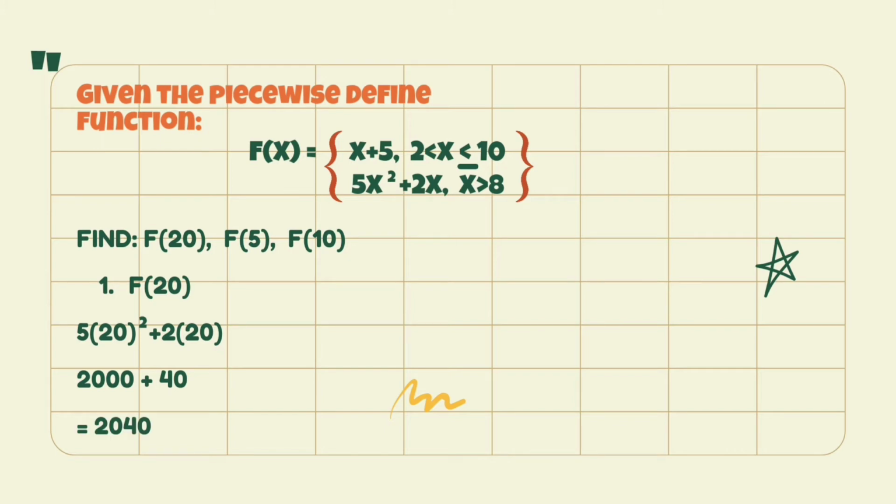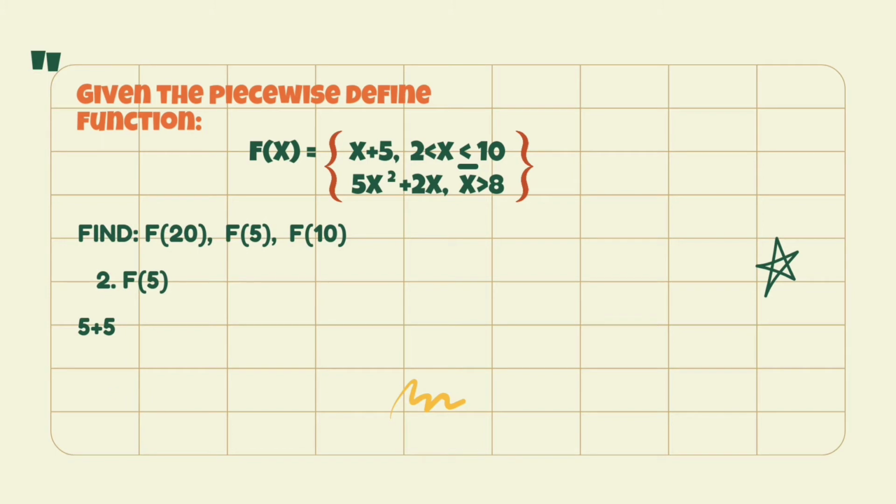So, proceed naman tayo with the other givens. First, we have to list the set of functions. Then, observe. Dahil 5 is less than or equal to 10, we will use this function. So, what is the next step? Okay, great. Substitute the value, which results to 5 plus 5. Evaluate the operation, which makes our final answer 10.